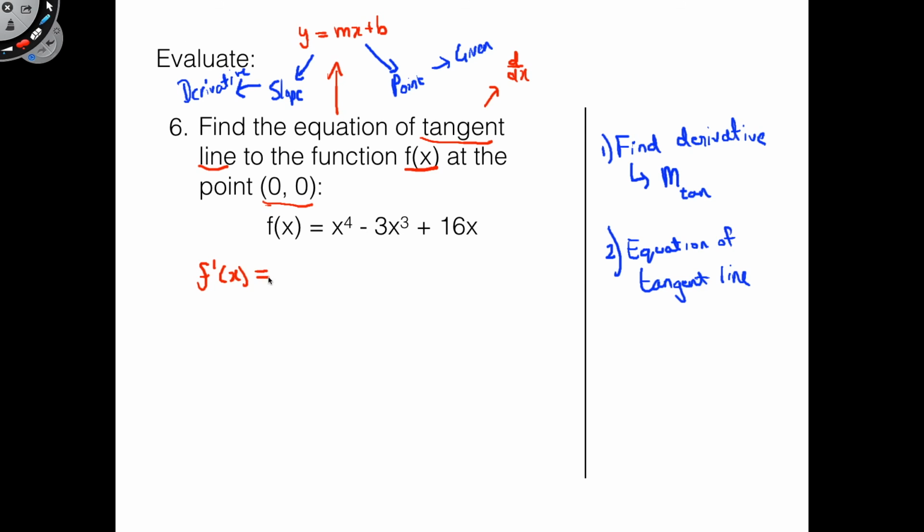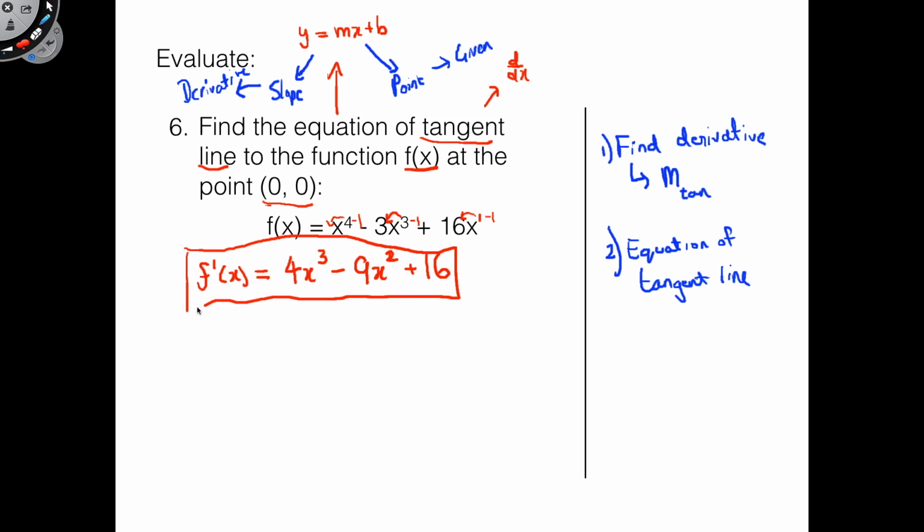F prime of x is very simply just basic power rule now. So bring the 4, subtract 1. So this is going to be 4x to the third minus 9x squared plus, so this is again 16x to the first, bring that down, subtract 1, you're left with just 16. So that right there is your derivative, but that's not our final answer.